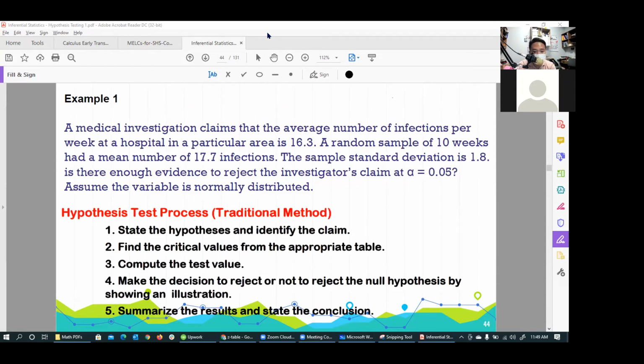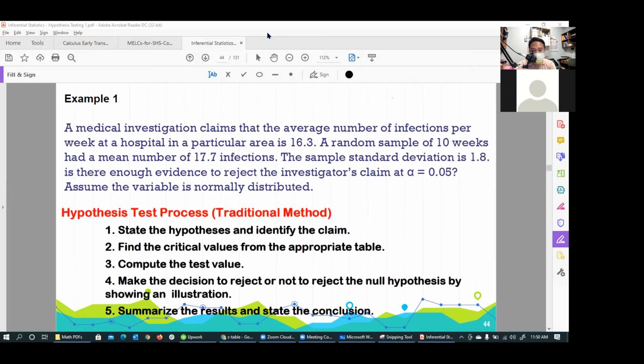A medical investigation claims that the average number of infections per week at the hospital in a particular area is 16.3. A random sample of 10 weeks had a mean number of 17.7 infections. The sample standard deviation is 1.8. The question here, is there enough evidence to reject the investigator's claim at alpha 0.05? Assume the variable is normally distributed. If you notice here, guys, the sample size is less than 30. That's also one of the requirements to use the t-test.